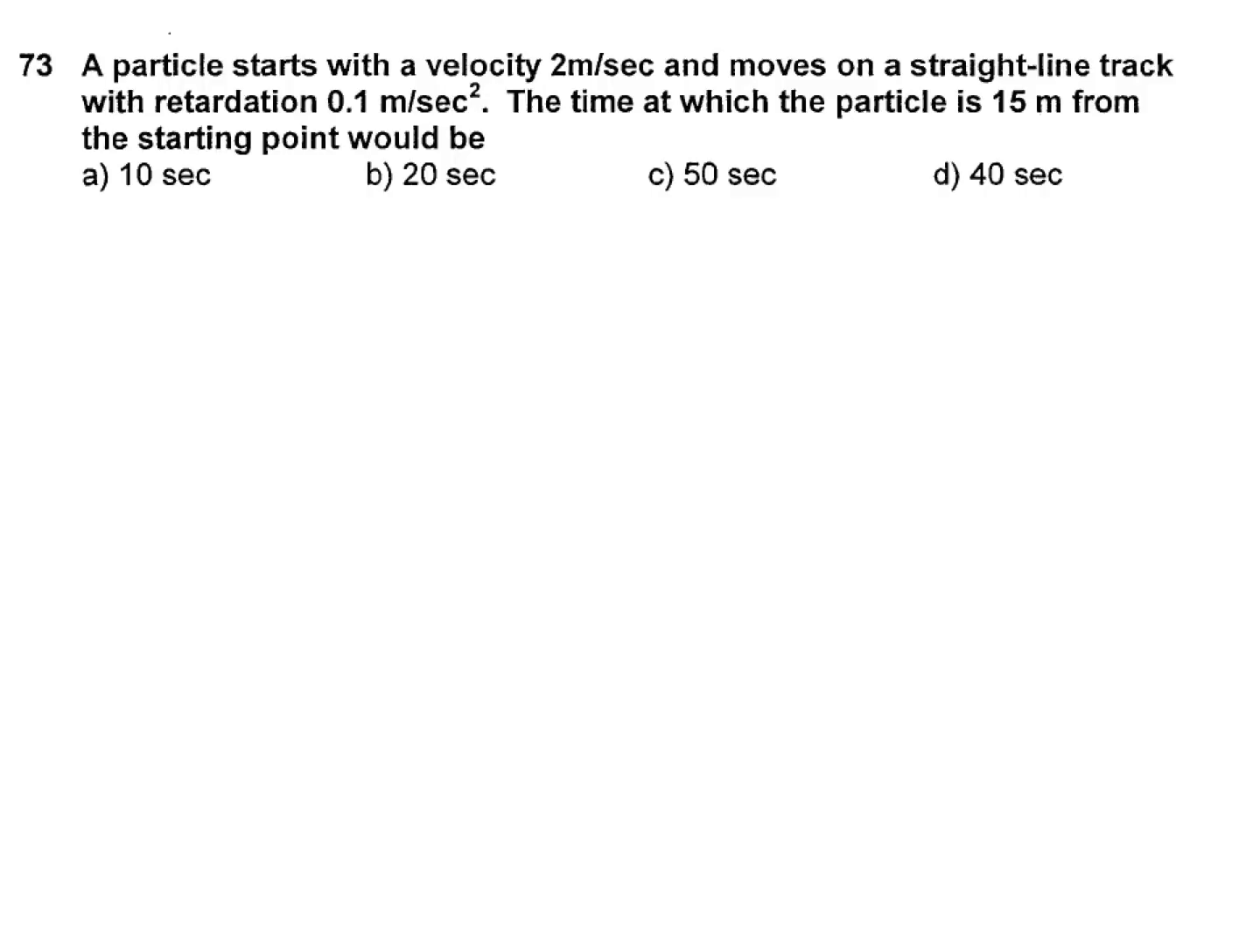A particle starts with a velocity 2 meter per second and moves on a straight line track with retardation 0.1 meter per second square. The time at which the particle is 15 meter from the starting point would be how much? The particle starts with velocity u is 2 meter per second, moving on a straight line track with retardation. Retardation means take minus 0.1 meter per second square. Distance s is 15 meter. Time we have to calculate.